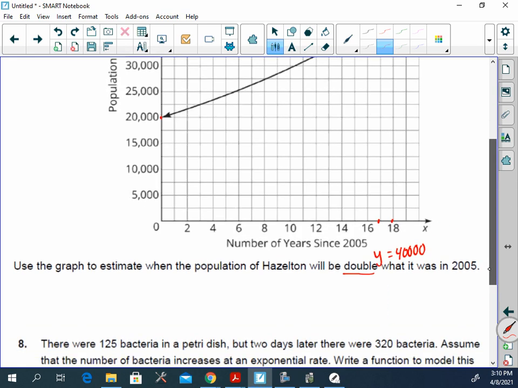17.6, 17.8, let's go 17.7. And that would be the years since 2005, right? So 17.7 years since 2005, which would be what year?